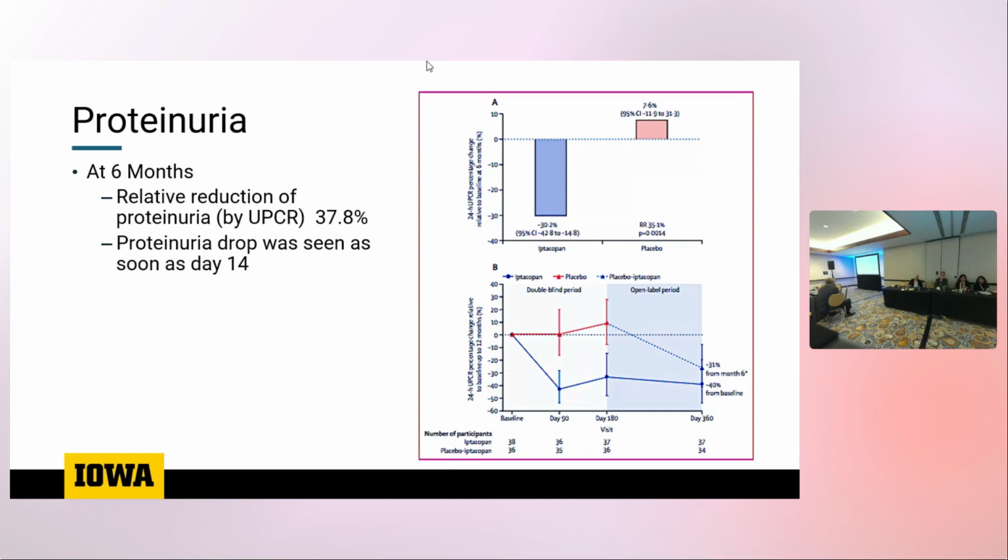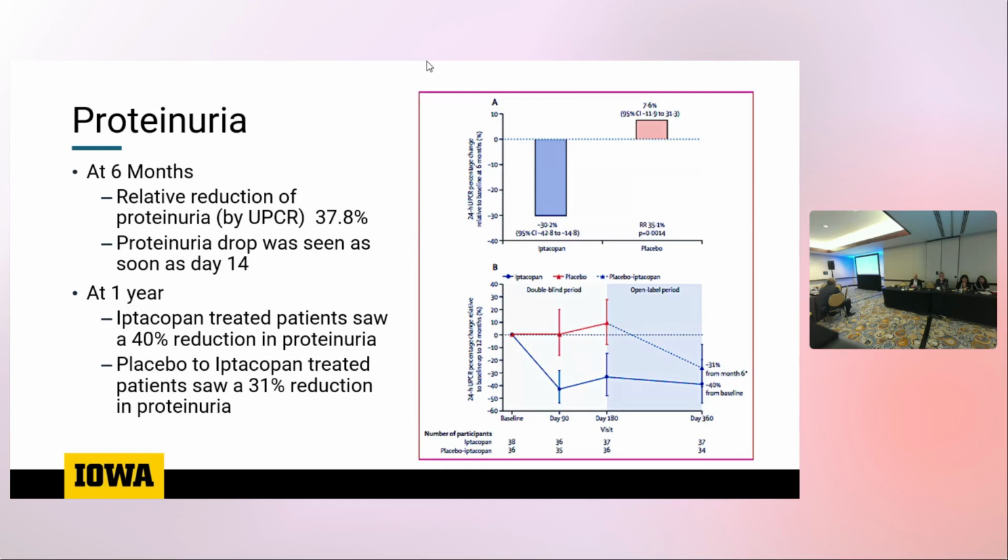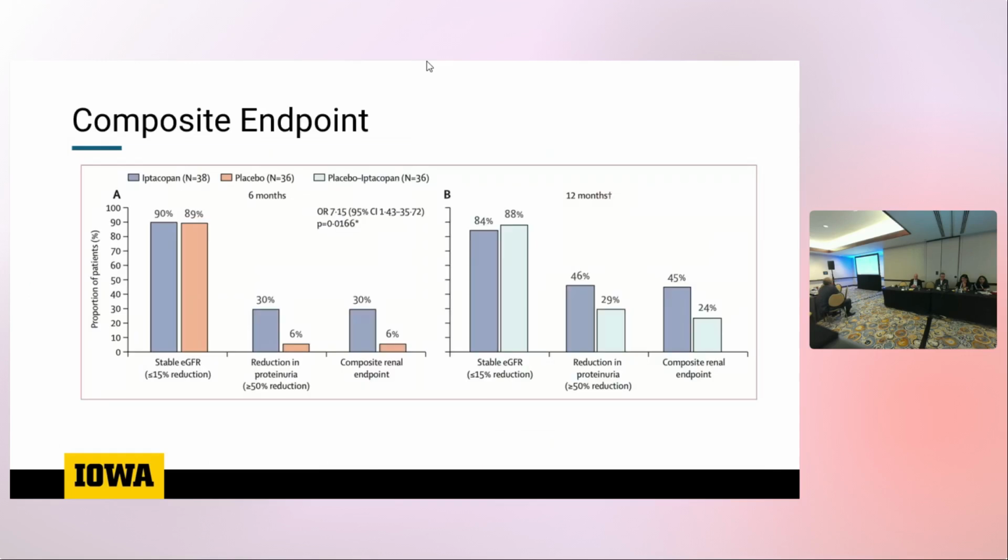And that drop happened fairly quickly. You can see on the lower figure, perhaps, that it was already heading down fairly quickly. At 1 year, so taking it forward, iptacopan-treated patients persistently had a nice reduction in their urine protein. And in fact, it was at 40% reduction in urine protein by 1 year. And the placebo group now, who's been switched from placebo, I didn't focus on that too much, but it was 26 weeks of placebo control. Then everybody went into open label, and so everybody then was treated with iptacopan. And in fact, the group that was placebo has now got a 31% reduction in their urine protein.